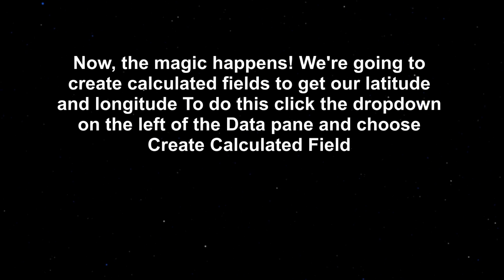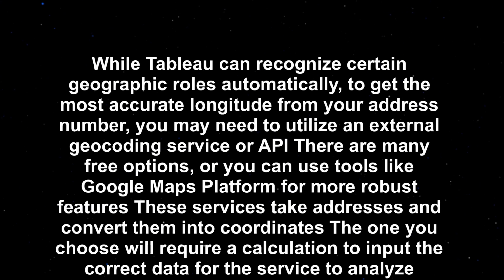Now, the magic happens. We're going to create calculated fields to get our latitude and longitude. To do this, click the drop-down on the left of the data pane and choose Create Calculated Field. While Tableau can recognize certain geographic roles automatically, to get the most accurate longitude from your address number, you may need to utilize an external geocoding service or API.